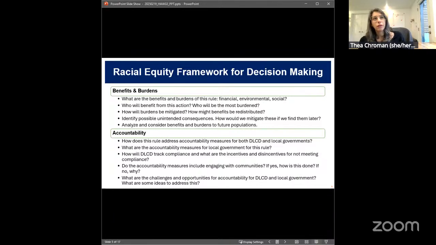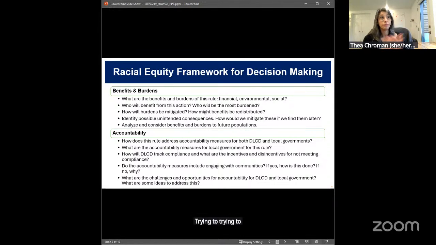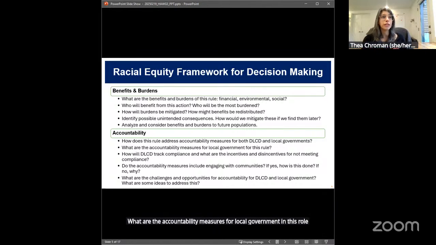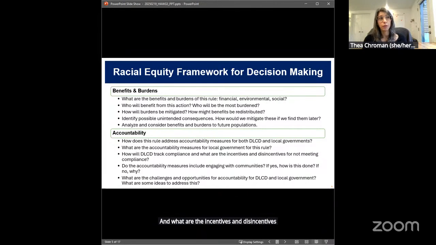When we're thinking about accountability and creating a framework that holds us all accountable to the outcomes that we're charged with trying to create, these are the prompts that are helpful for us to think about. So how does this rule address accountability measures for both DLCD and local governments? What are the accountability measures for local government in this rule? How will DLCD track compliance? And what are the incentives and disincentives for not meeting that compliance?